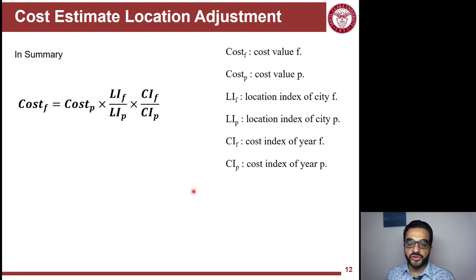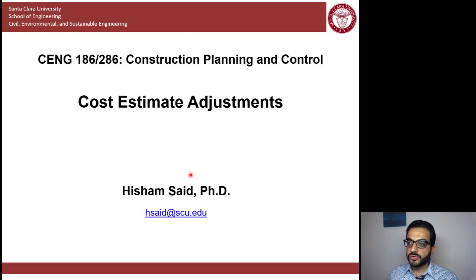So in summary, you can actually combine both adjustments. You don't have to do it in multiple steps. So you can say the ratio of the city index times the ratio of the cost time indices multiplied by the previous cost that you have of the previous project to get the cost of the future project. So that's the second part of the lesson on adjusting cost estimates.